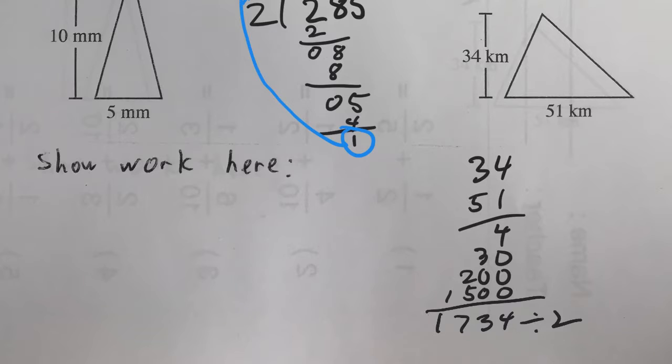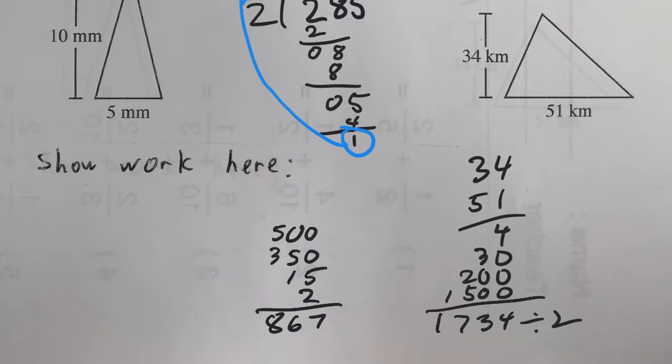Let's do the other method I used first. So what is half of 1,000? Half of 1,000 is 500. What's half of 700? Half of 700 is 350. What's half of 30? 15. What's half of 4? 2. If you're good at your halves, you can almost do this in your head or break it down.